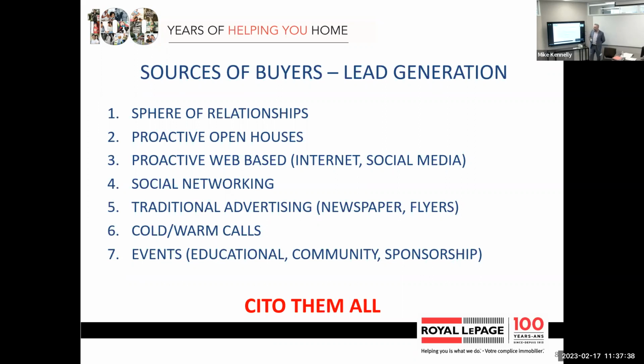So as you heard me say last week, sphere of relationships. That's key. That should be the primary source of all of your leads in your business. Open houses, proactive open houses, proactive web-based, so that's internet and social media. You're going to see, as mentioned last week, AI technology with things like ChatGPT, which is Microsoft-based, and Bard, which is a Google platform. Google's now coming to the game to try and get ahead of Microsoft because they're trailing behind.